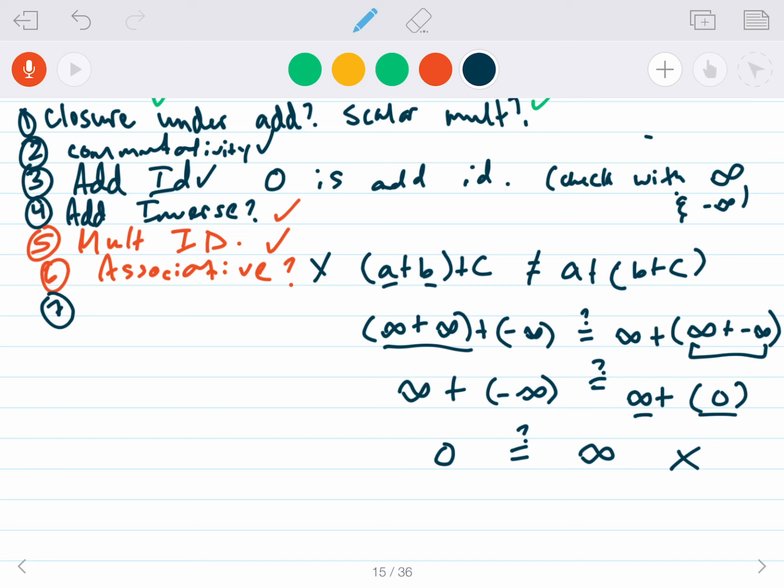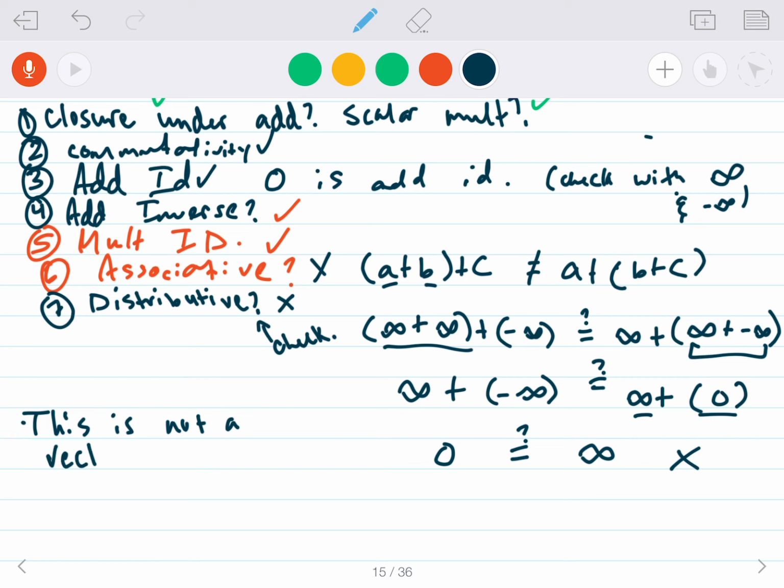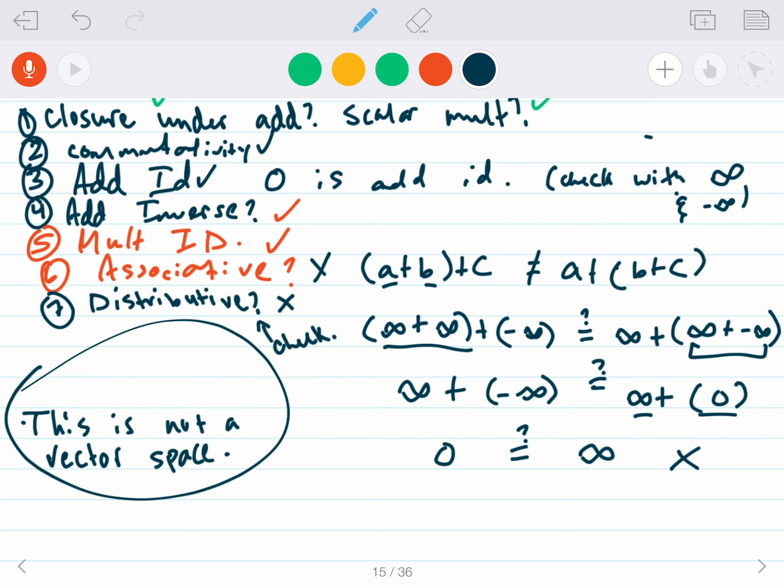So it fails associativity, therefore it's not a vector space. And you should check the distributive property. It fails that as well. So this is not a vector space. If it fails at least one, it's not a vector space, and it fails associativity, and it also fails the distributive properties. It doesn't need to fail both. It could just fail one and not be considered a vector space, but yeah, that's the idea.